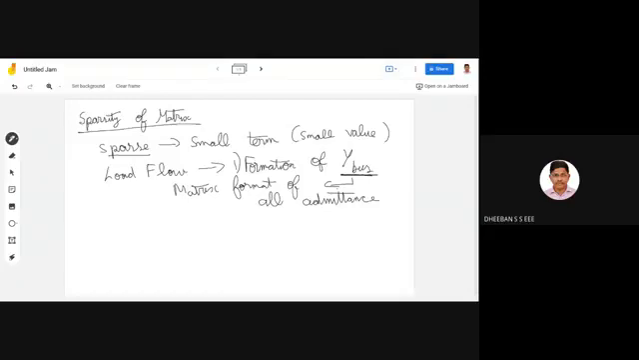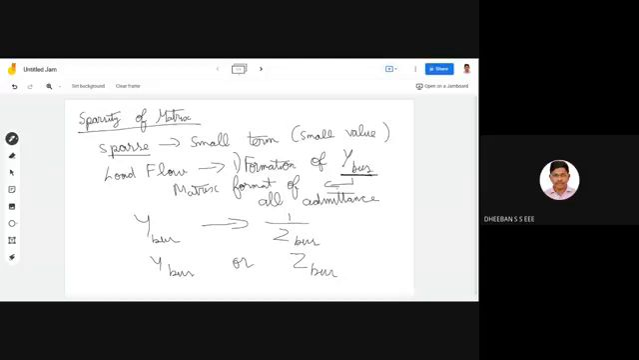Comparing to your Y bus, can anybody say, you already know the Y bus is nothing but the reciprocal of your Z bus. So which bus, Y bus or Z bus, will be having a very low value? If Z bus value is high, Y bus value will be low. Yes, generally your Z bus value will be high because it consists of impedance values, and hence your Y bus value will be very less.